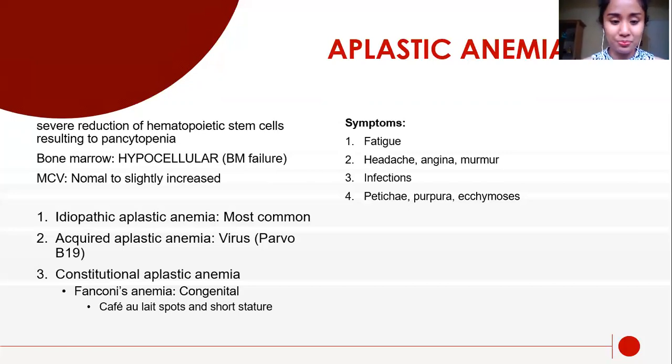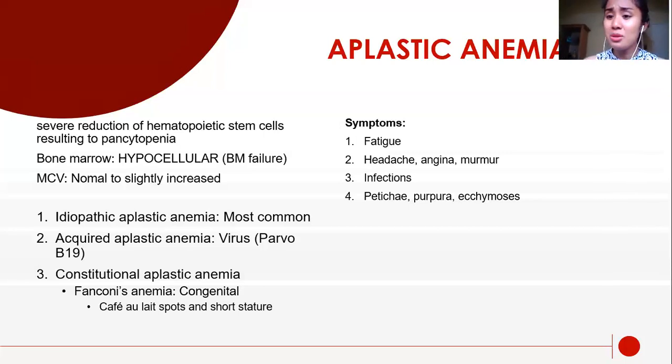That's the more common one. Next, acquired aplastic anemia can be due to viruses, like parvovirus B19. Class, parvovirus B19 causes anemia. And constitutional aplastic anemia happens over a long period of time. We have Fanconi's anemia. And Cooley's anemia, what is that? Beta thalassemia. Fanconi's anemia is actually aplastic anemia.